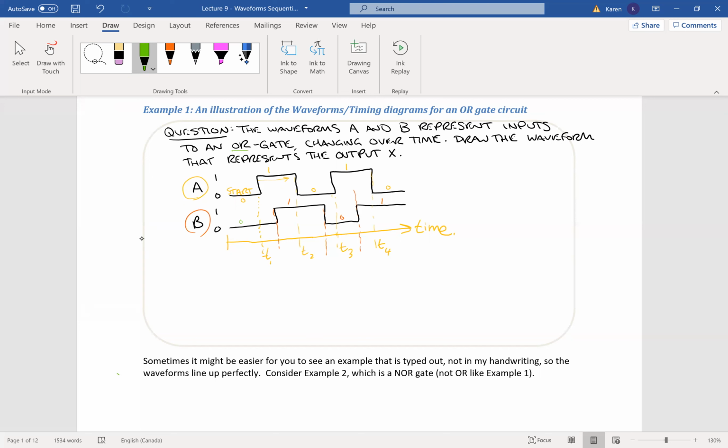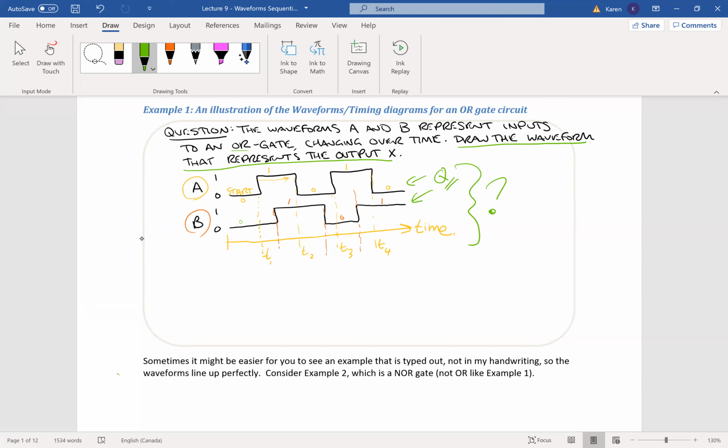So here is the question. The question says, the waveforms A and B represent inputs to an OR gate, changing over time. Draw the waveform that represents the output. Now, you're all asking me, how do you know that they went from 0 to 1 and 1 back to 0? How do you know how this happened? The answer is, I made this up. This is the question.